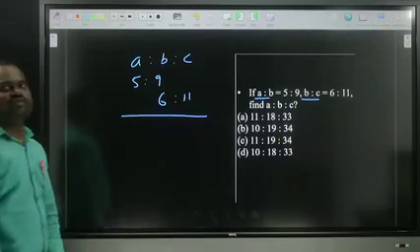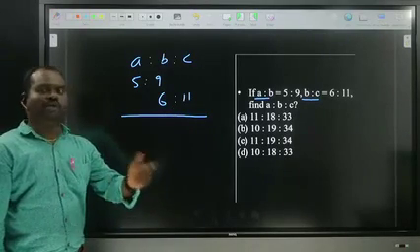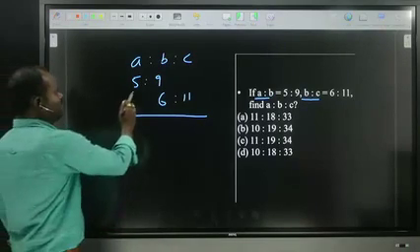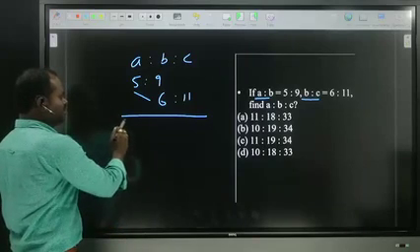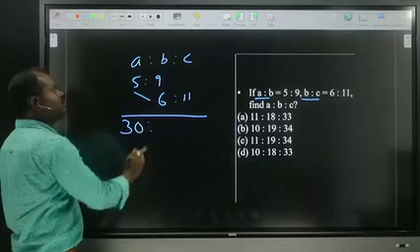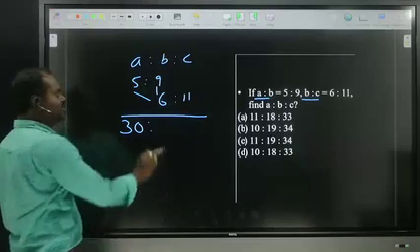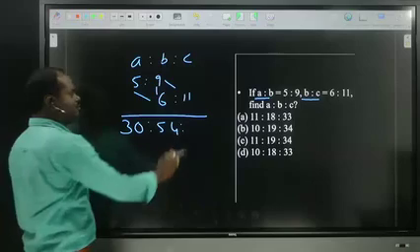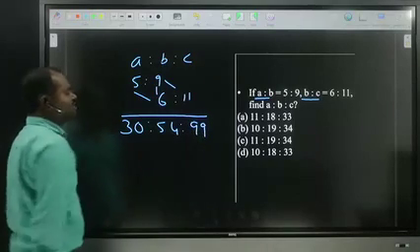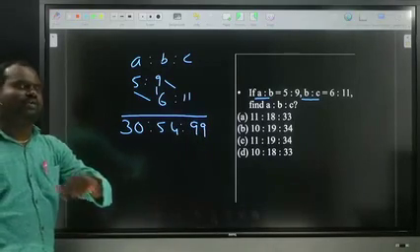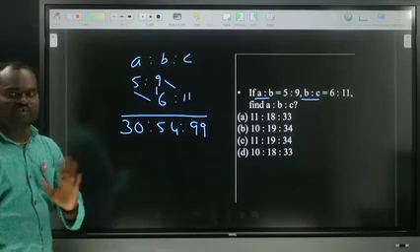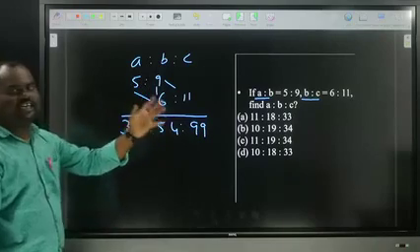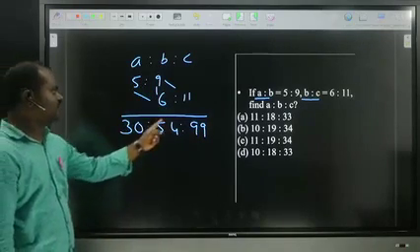Okay? First of all, from your question, below the A term, below the B term, below the C term. After completing this, just multiply in this way: 5 into 6, 30. Next, 9 into 6, 54. Next, 9 into 11, 99. Is it clear? After this, multiply 5 into 6, 9 into 6, 9 into 11. Now 30 is to 54 is to 99.